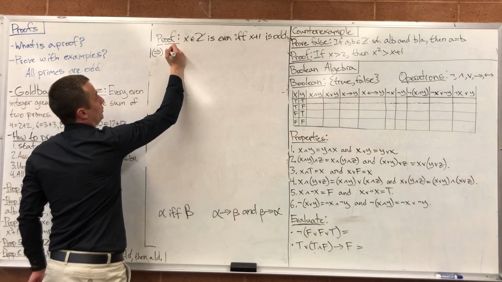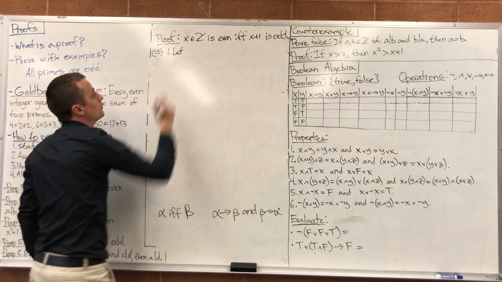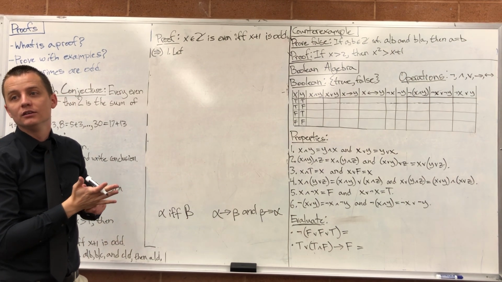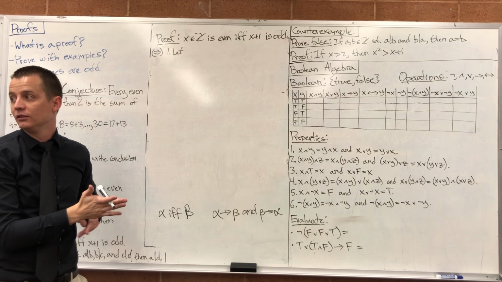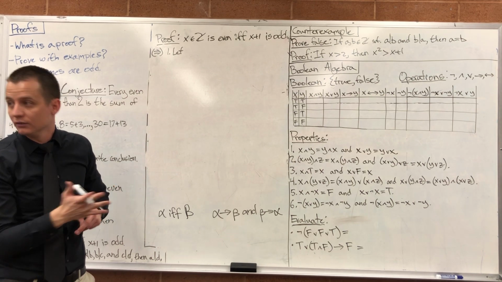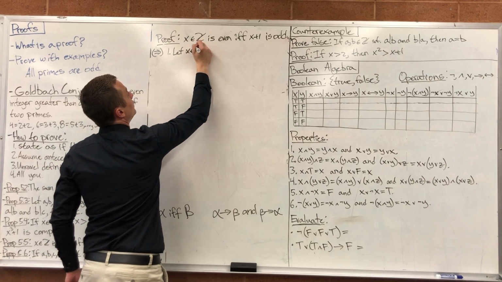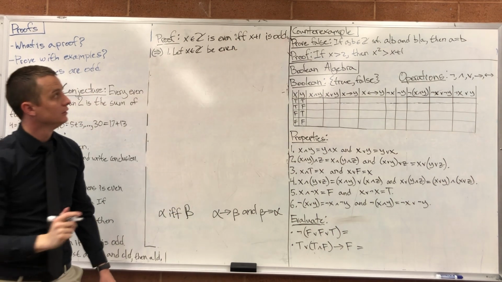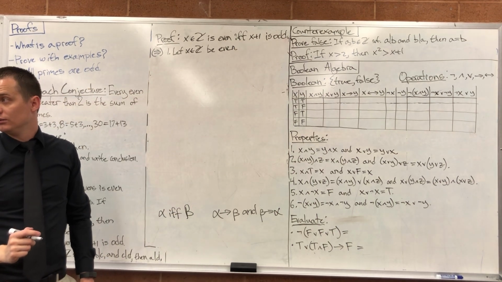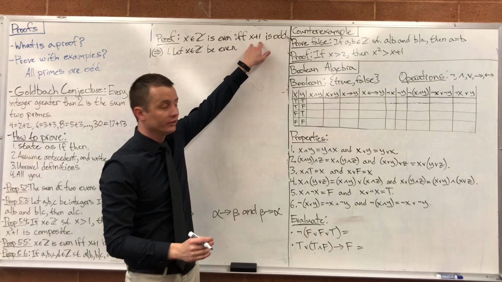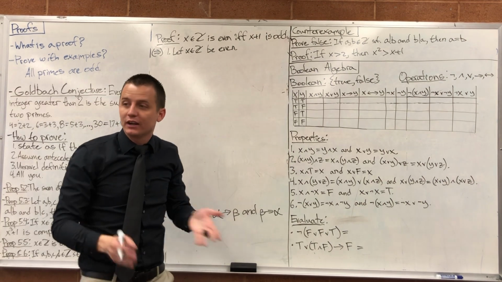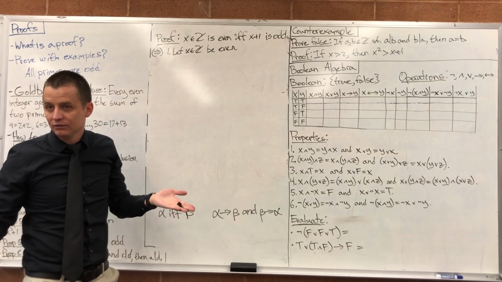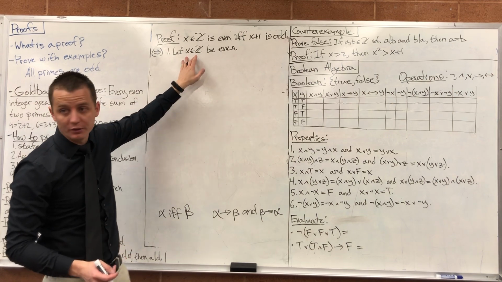So what is my first line going to be? Perfect. Let x in Z be an integer. Right. Let x in Z be even. What are we trying to show? We're trying to show that x plus 1 is odd. We're proving that if x is even, then x plus 1 is odd. So let x be even, we need to now show that x plus 1 is odd.